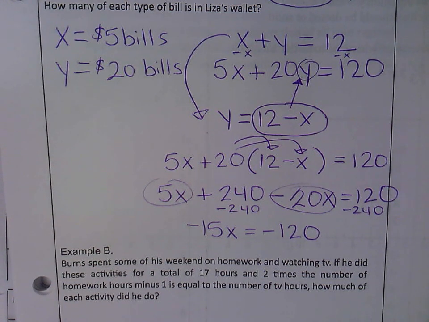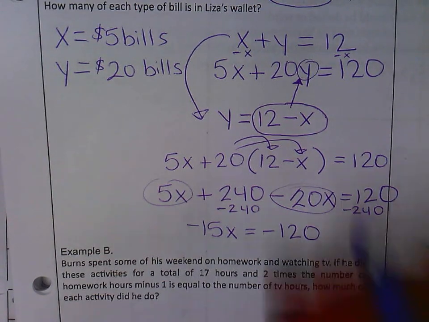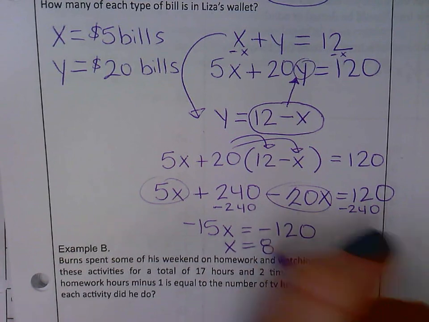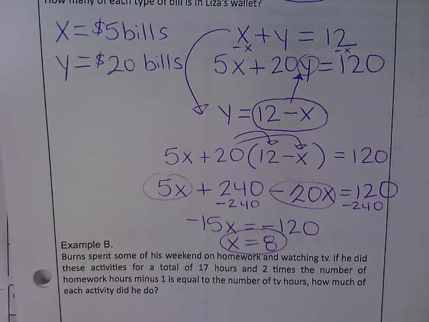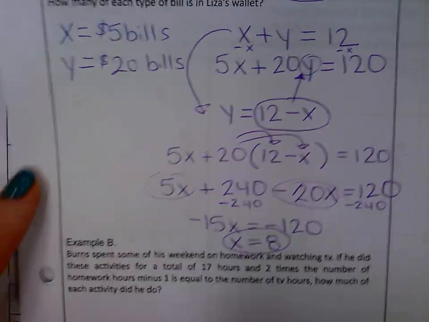Okay, perfect. So what is 120 divided by 15, or negative 120 divided by negative 15? Yes, so x is 8. All right, well, this is an application problem. So what does that actually tell me? I have 8 $5 bills.